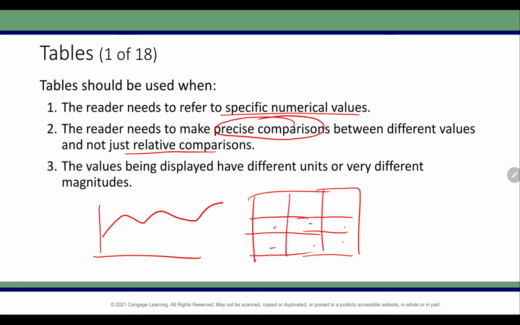The values being displayed have different units or very different magnitudes. So this is another thing. If you have several columns that you want to present in one single graph, if they are related, you can put them in a single graph. That's okay. But if they are on very different scales, then it's not okay to put them in a single graph because it will be really confusing. It will be really hard to understand what's going on.